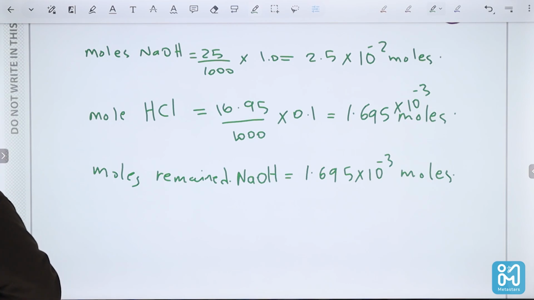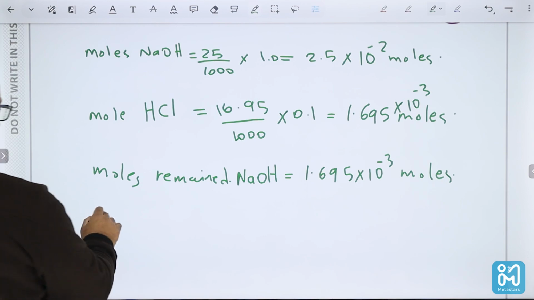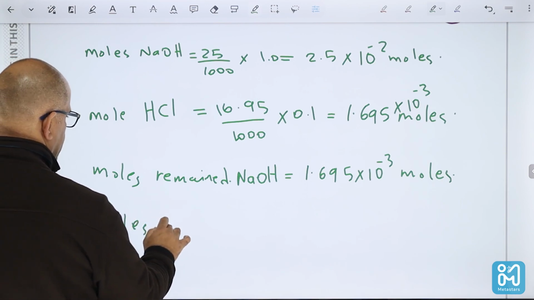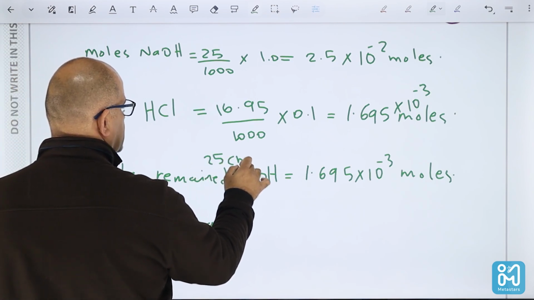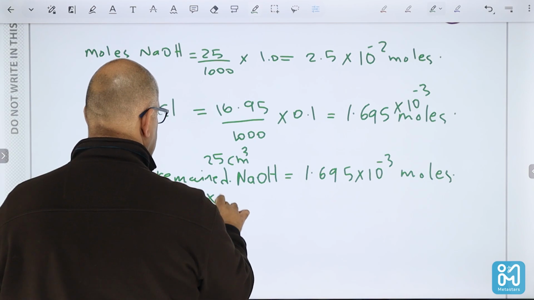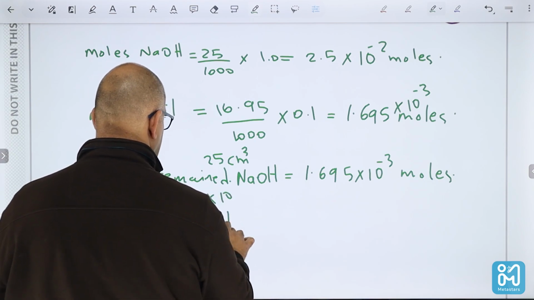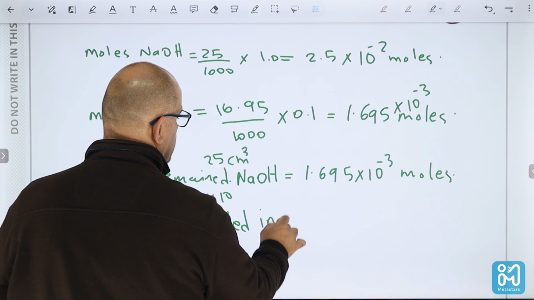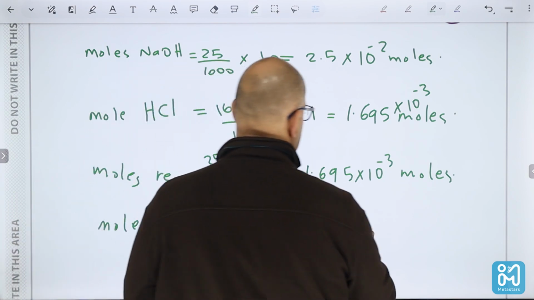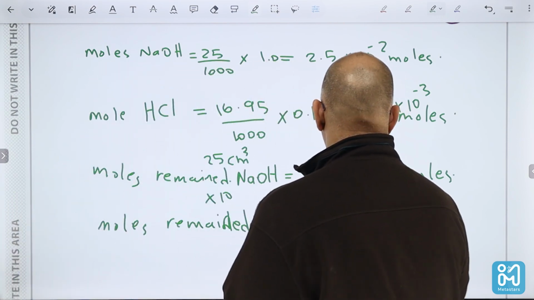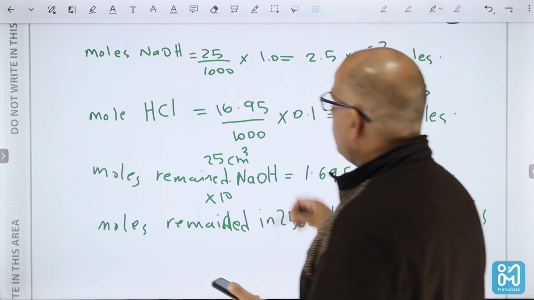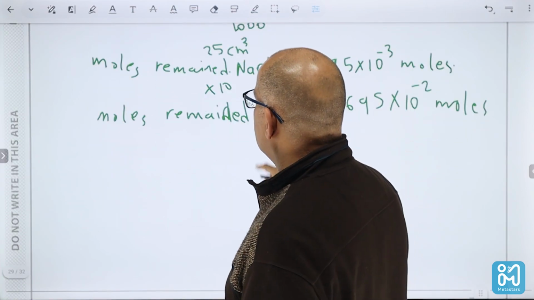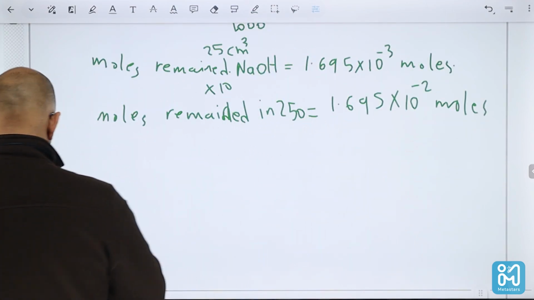And then these moles remain in the 25 cubic centimeters. Now multiply this by 10 to get the amount remaining in 250. This equals 1.695 times 10 to the power negative 2 moles. Again, it's a back titration question.